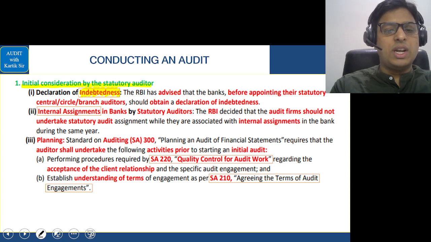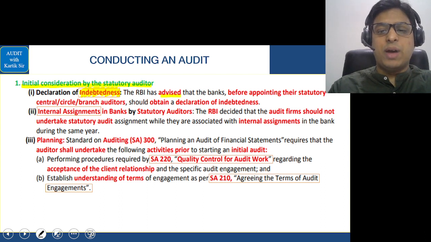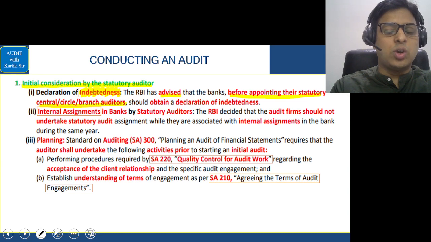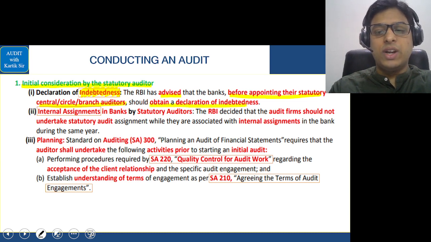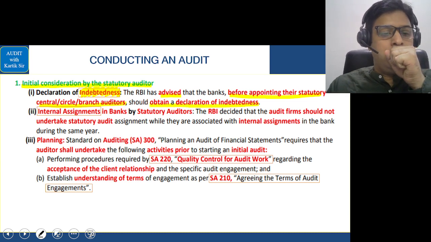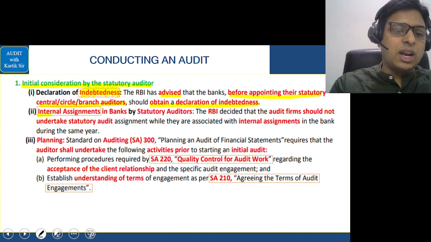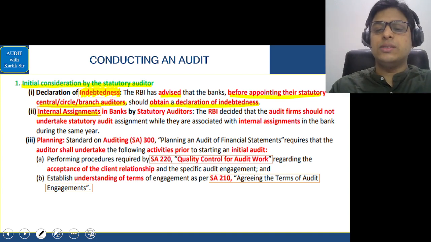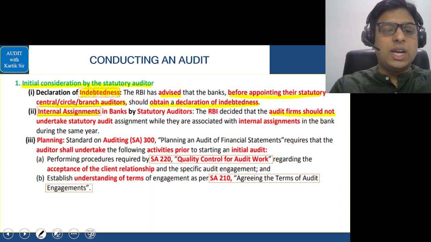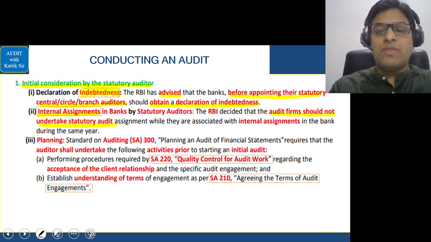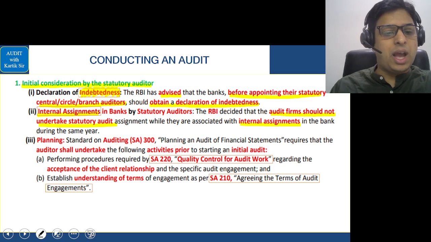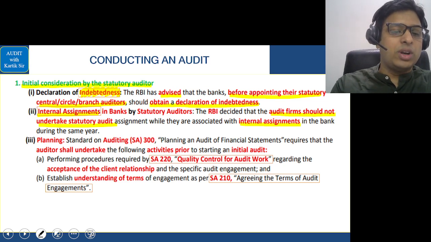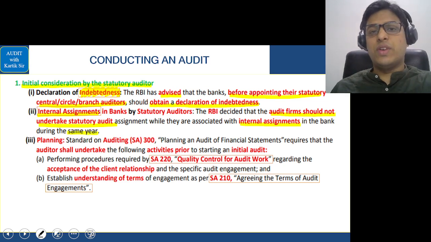The declaration of indebtedness. The RBI has advised that the banks, before appointing their statutory central circle branch auditors, should obtain a declaration of indebtedness. Okay. Next is internal assignments in the bank by statutory auditors. The RBI decided that the audit firms should not undertake statutory audit assignments while they are associated with internal assignments in the bank during the same year. Underline the important key area: same year, in the same financial year.